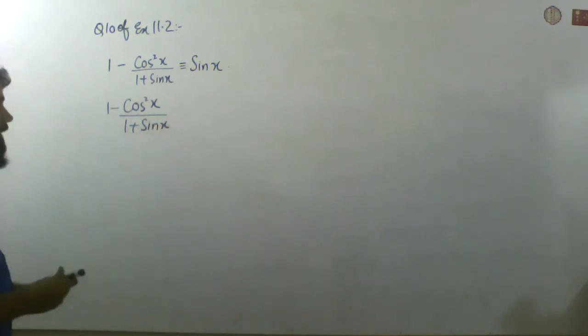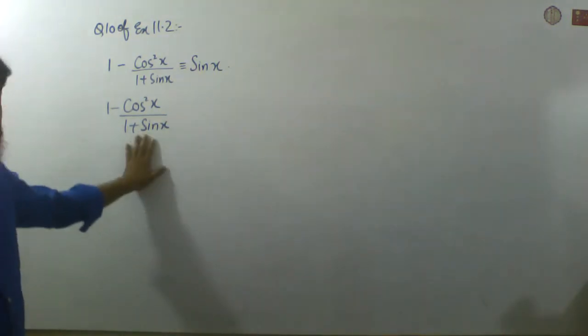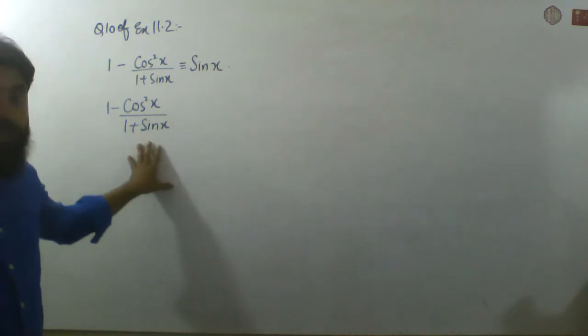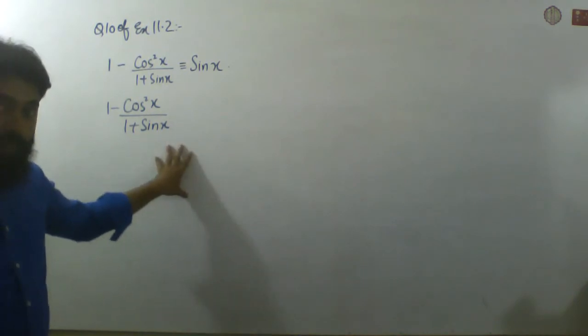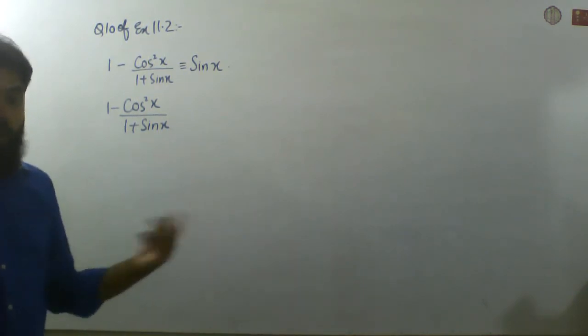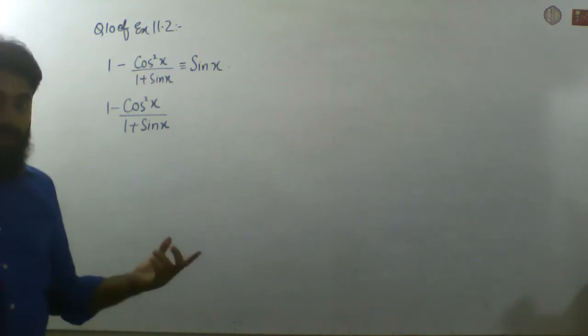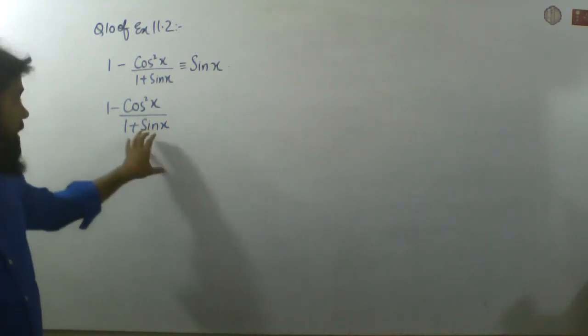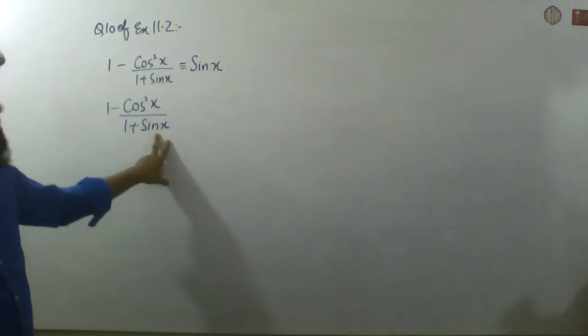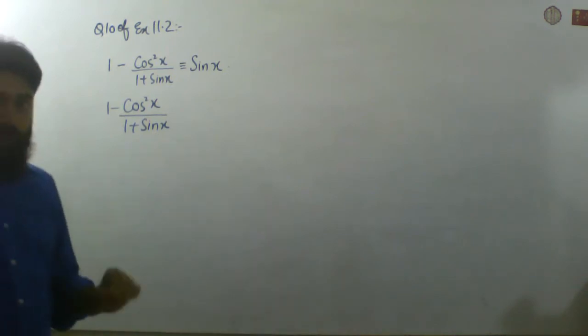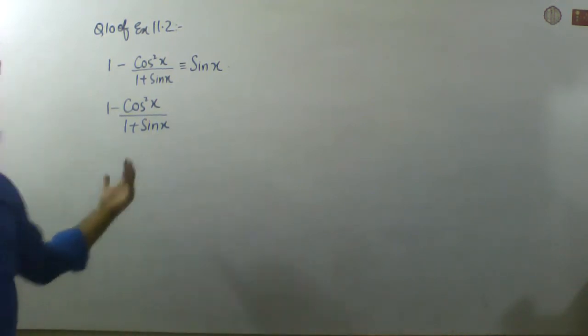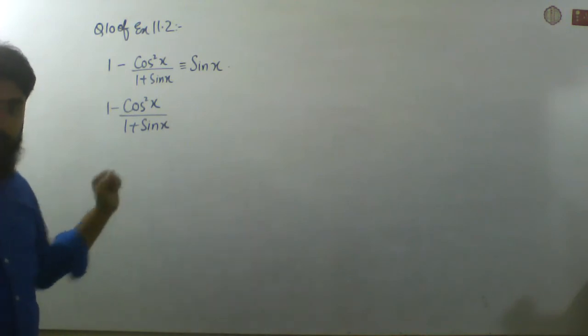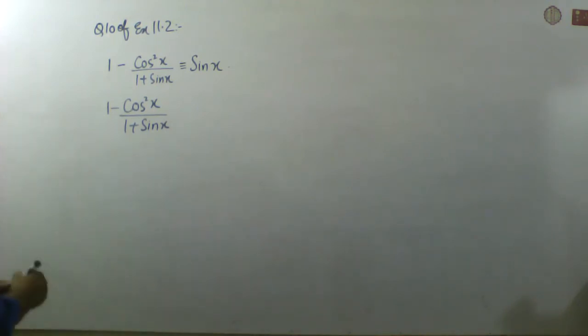Now be careful, over here it is 1 plus sin x, not 1 plus sin square x. So don't apply that cos square identity over here, because it is written 1 plus sin x. Okay, so now there can be many ways to solve this question. What are the ways I can apply over here?